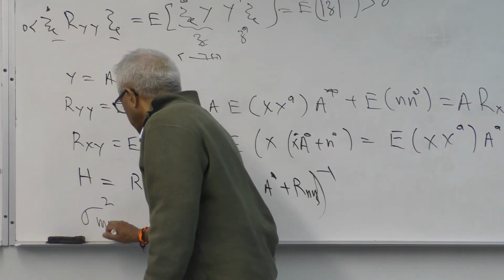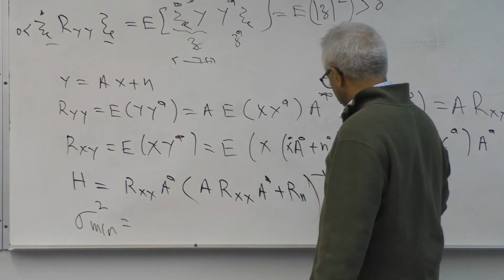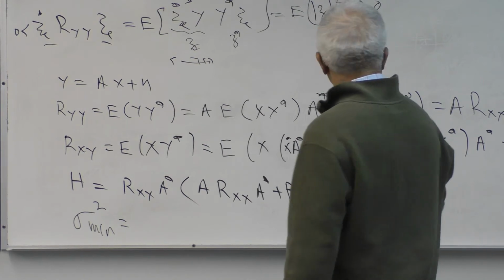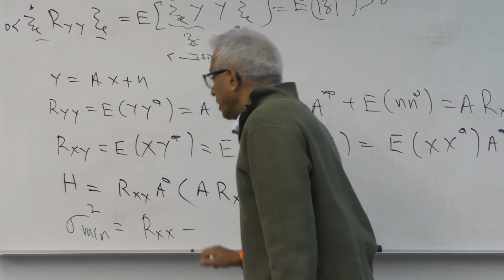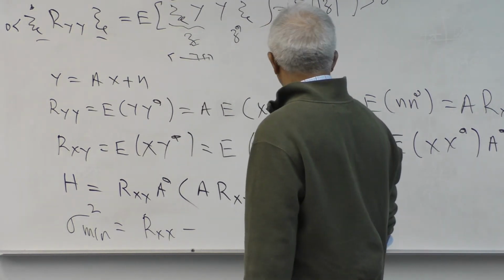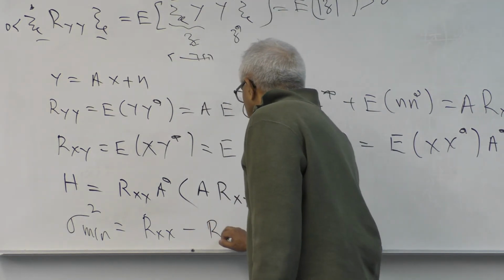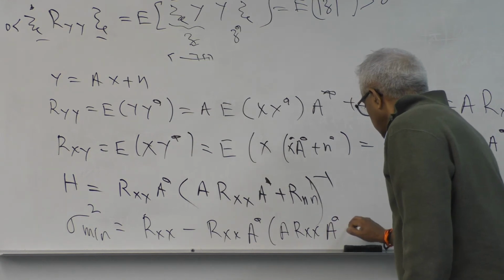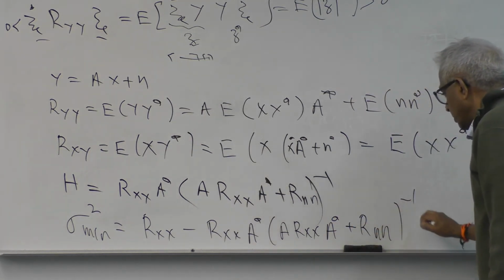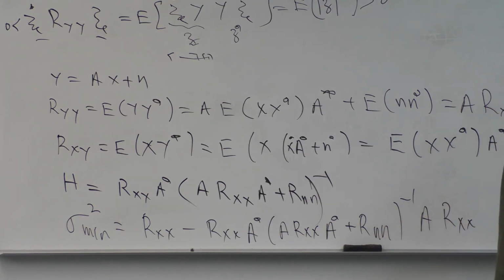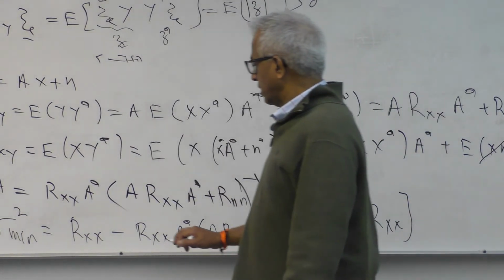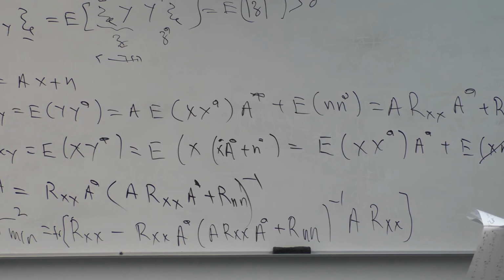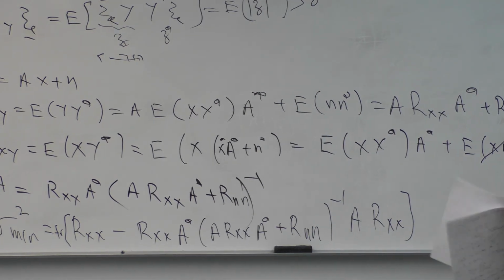and sigma squared min is RXX minus RXY, RXX A star, then A RXX A star plus RNN inverse, A RXX. Trace of this. In special cases you can simplify, but otherwise that's pretty much it.